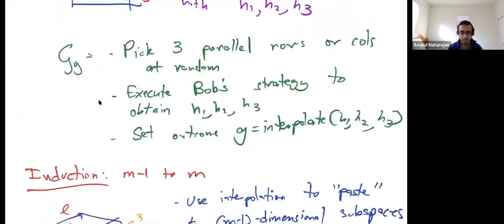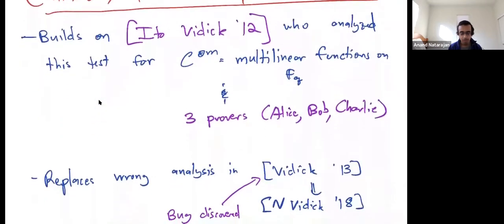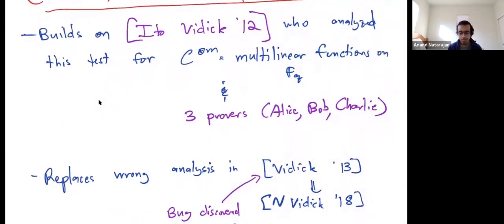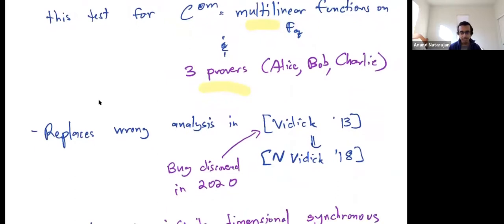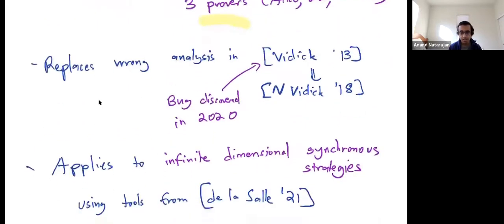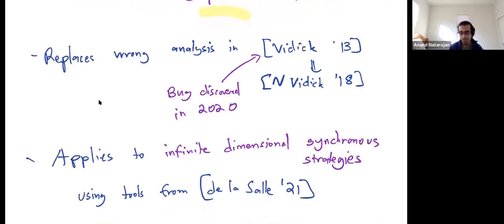I'll just conclude by saying a few words about context and future work. This paper builds on a template introduced by Ito and Vidick when they were showing that MIP* contains NEXP. They gave an analysis for a version of this test, except it had three provers and was specialized to multilinear functions. It also replaces an incorrect analysis of the plane versus point low degree tests that appeared in Vidick '13 and a paper by myself and Vidick in '18, for which a bug was discovered a year or two ago. So it replaces that test in most contexts.